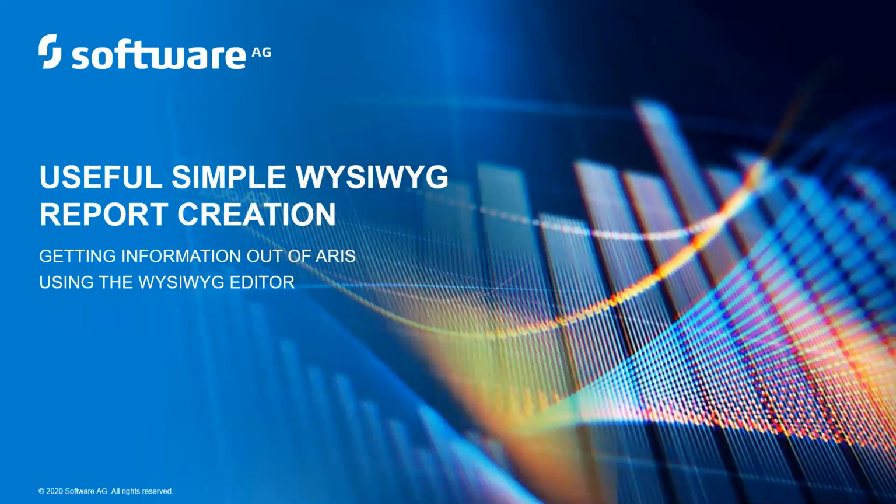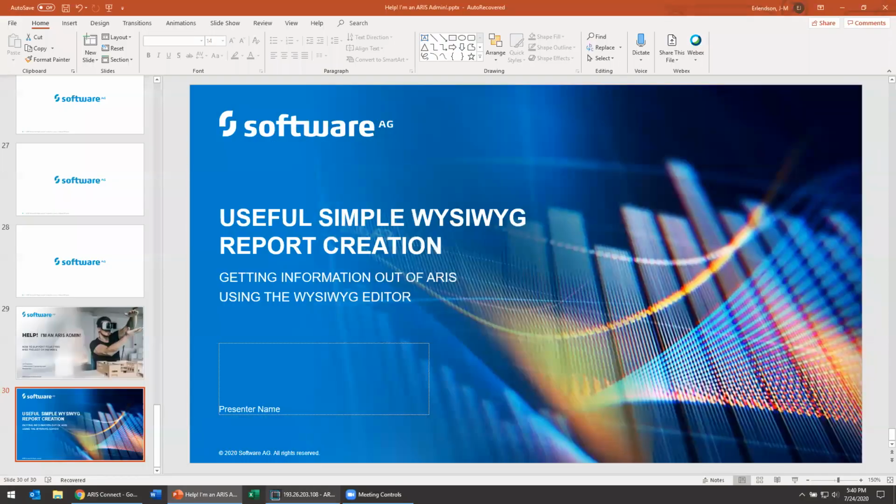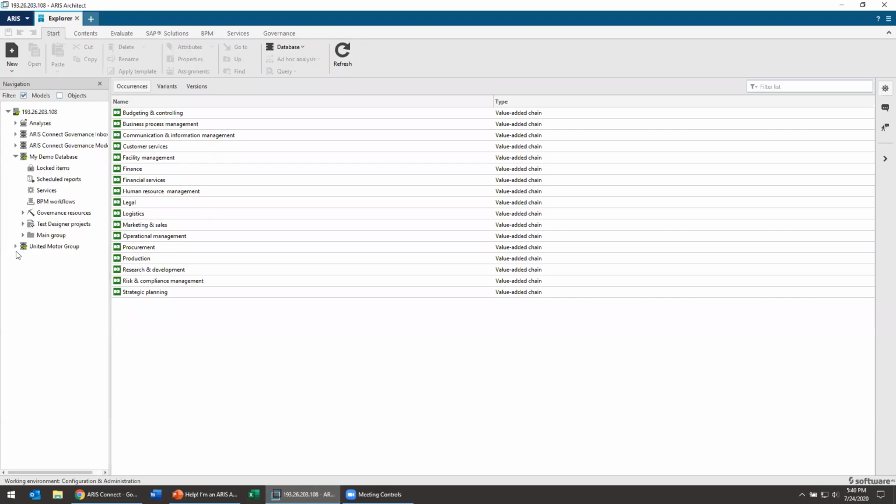I've covered the basic WYSIWYG report creation in the past, but this is one where I want to focus on a specific report that I find particularly relevant and useful, and we're going to use it on a demonstration database full of content that we can extract. So with no further ado, let's head over to ARIS Architect, where we might find this information and be able to use it for reporting.